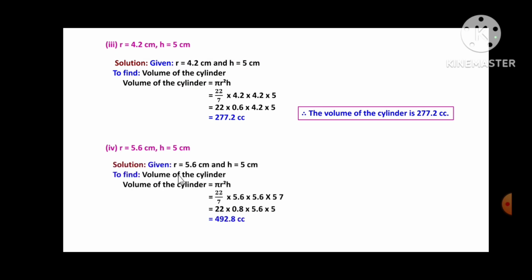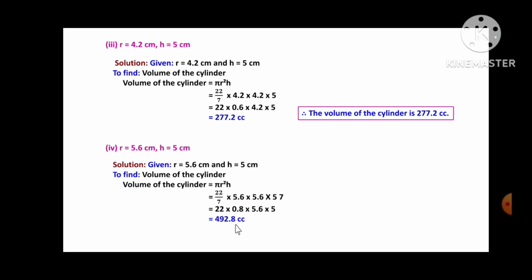Fourth one, r is 5.6 centimeter and h is 5 centimeter. So friends, here the radius and height are given. The formula for finding the volume of a cylinder is pi r square h. We substitute the above values: r 5.6 and h 5. So the next step will be 22/7 into 5.6 into 5.6 into 5, and 5.6 divided by 7 gives 0.8. So 22 into 0.8 into 5.6 into 5.